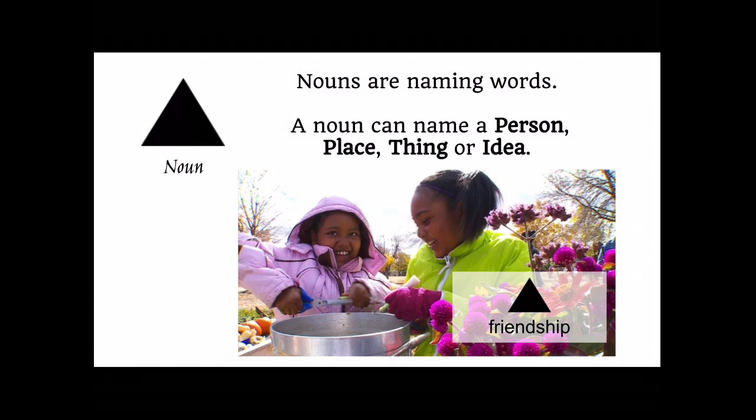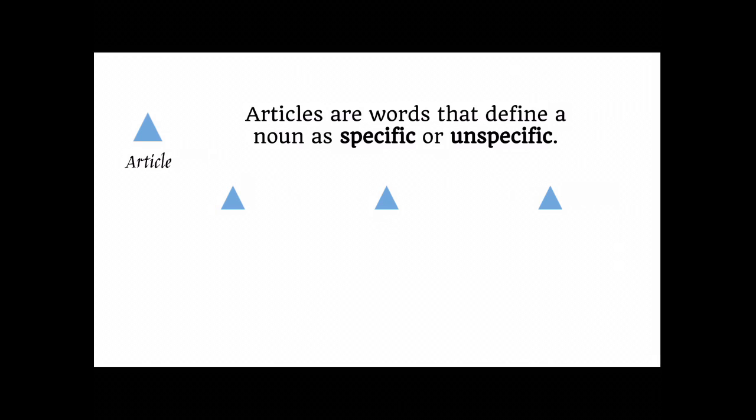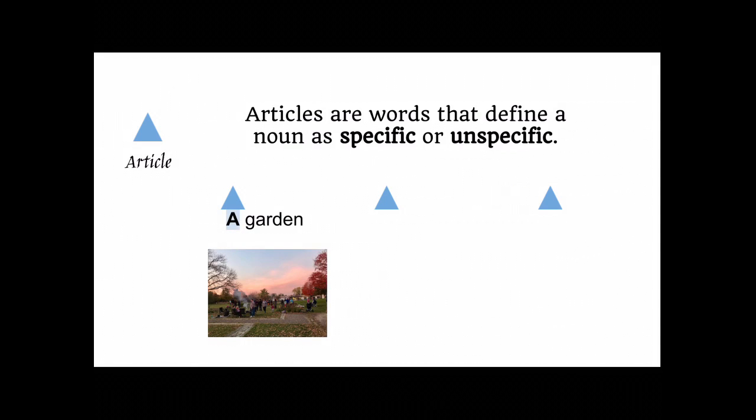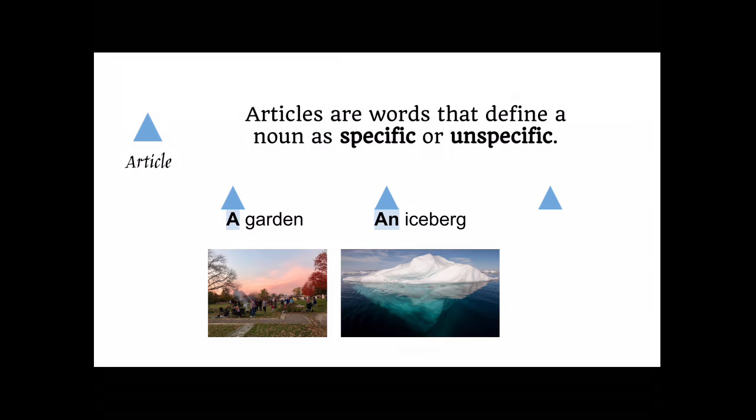The next part of speech we're going to look at is an article. An article is represented by a small light blue triangle. Articles are small. Articles are words that define a noun as specific or unspecific, and I'll show you what I mean. A garden is kind of unspecific. It talks about a garden. It could be any garden. This garden happens to be the J.J. Hill garden. Or an iceberg. That's also unspecific because an iceberg could be any iceberg. I don't know which iceberg that is.